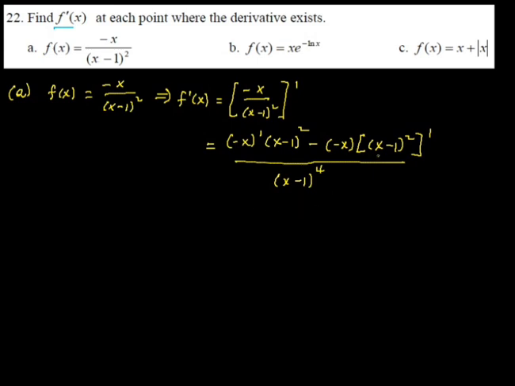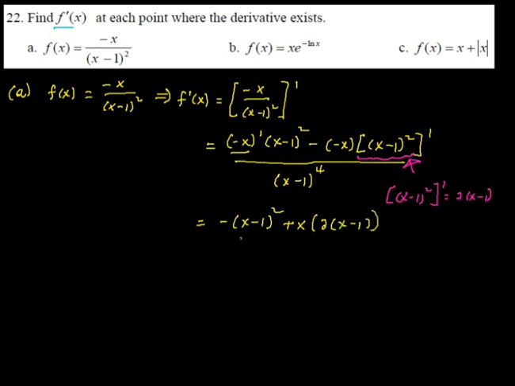So (x minus 1) the whole square derivative means 2 times (x minus 1). In place of here, we will replace 2 times (x minus 1). So the result becomes: minus x derivative is minus 1, so it becomes minus 1 times (x minus 1) the whole square, plus x into 2 times (x minus 1), over (x minus 1) to the power of 4.